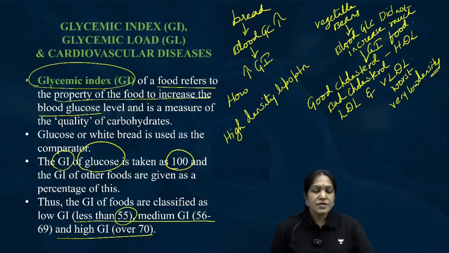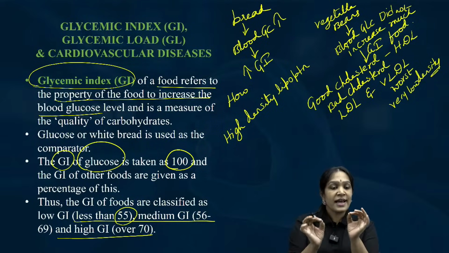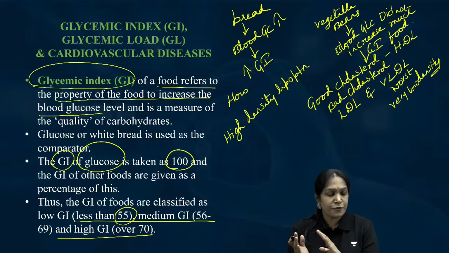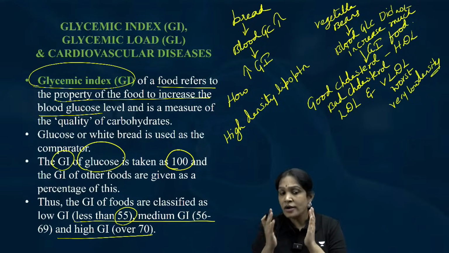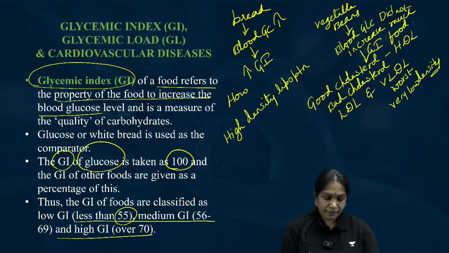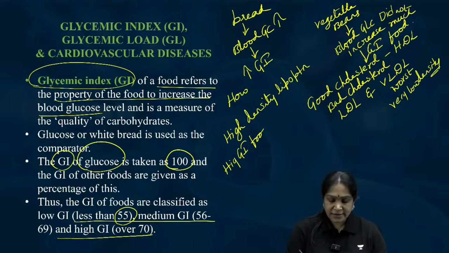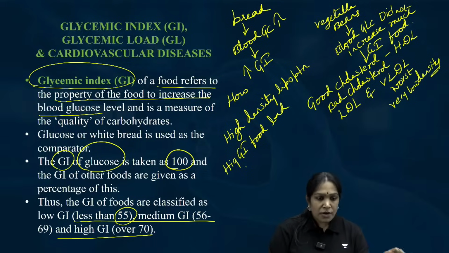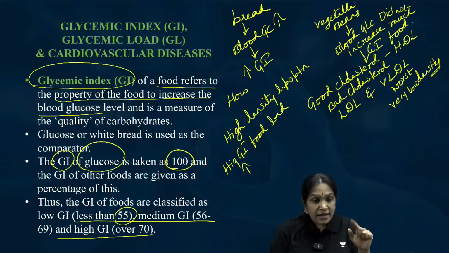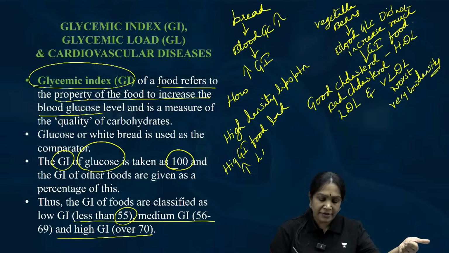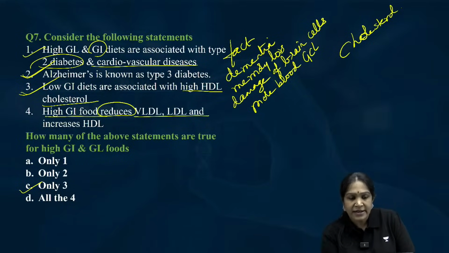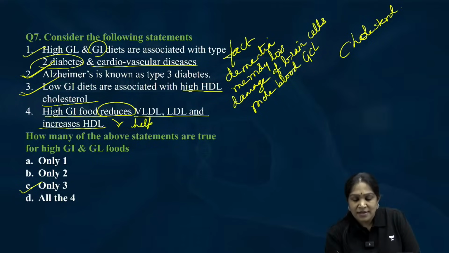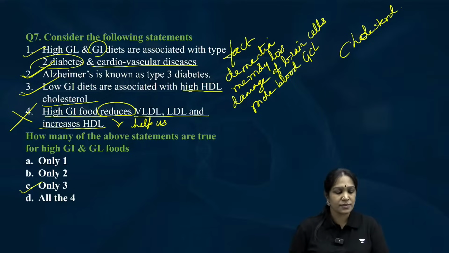So now a common sense question. High GI food is bad for us. Agreed everybody? So, do you think high GI food will increase or decrease LDL and VLDL? High GI food is bad, so it will increase bad cholesterol, LDL and VLDL. So let us check this statement: high GI food reduces VLDL and LDL, increases HDL. According to this statement, high GI food will help us. Is it correct? No, wrong.